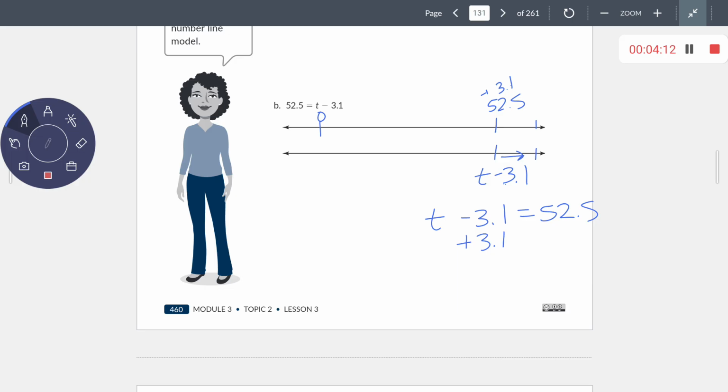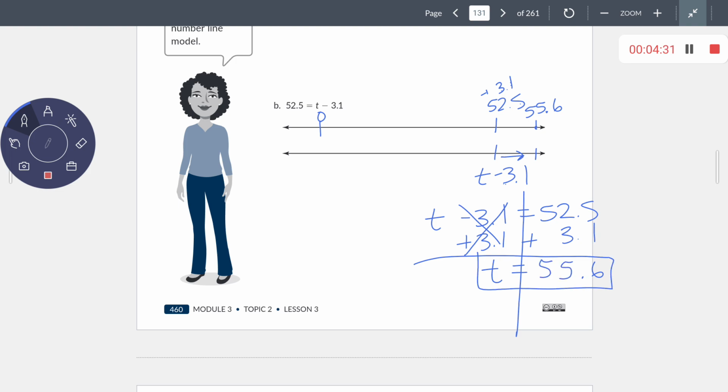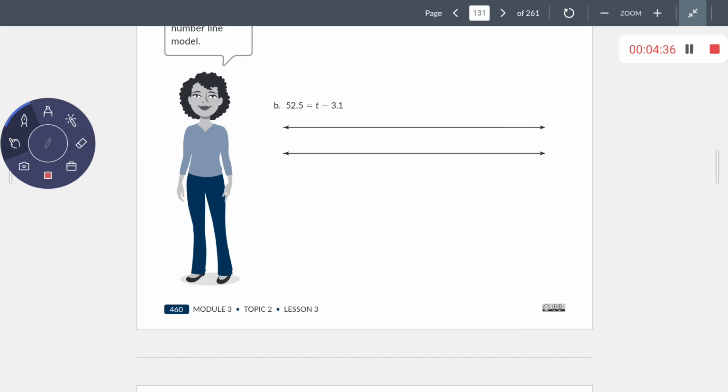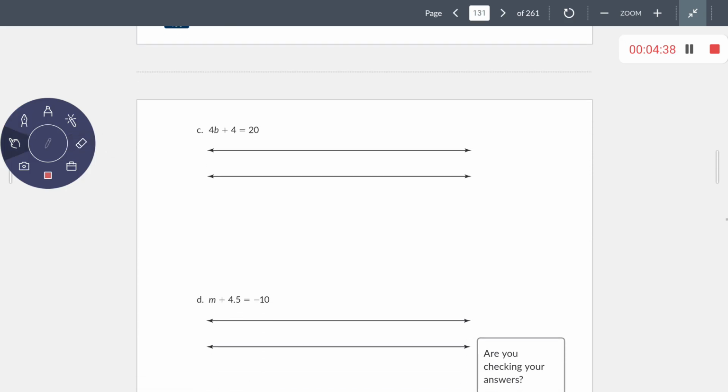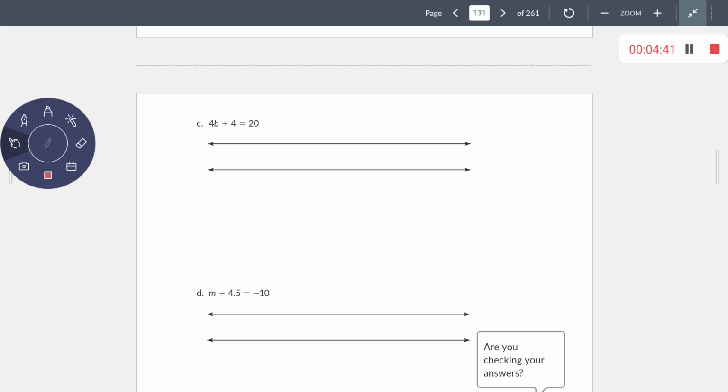So when I add 3.1, 5 plus 1 is 6. 2 plus 3 is 5. And 5. Okay. Just like here. Do the same thing to both sides. 6, 5, 5. And then t is by itself. Okay, I don't have to do any multiply. I don't have to do any divide. So we're going to move to page 461. Okay. And do the same thing. I'm just going to put my 0 here.